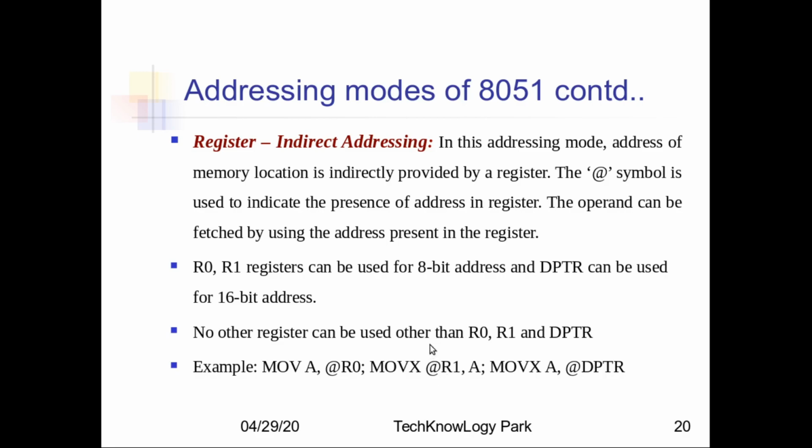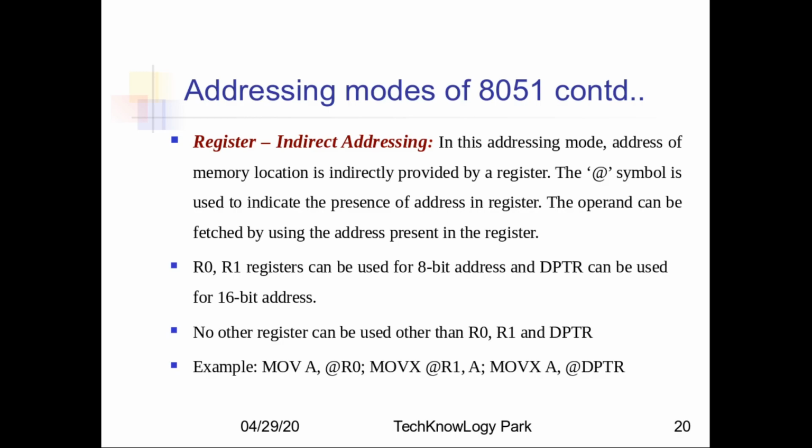Instead it is an external RAM. Hope this addressing mode is clear to all of you. So the very important thing is, in case of register indirect addressing mode, the register itself, either R0 or R1 or DPTR, is going to specify the address. If at all we want the operand, we should go to that address, fetch the data and store it in the accumulator. Okay, this is how the register indirect addressing is going to work.